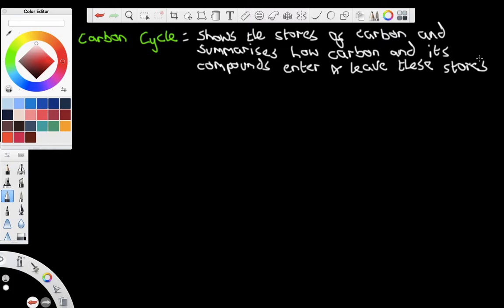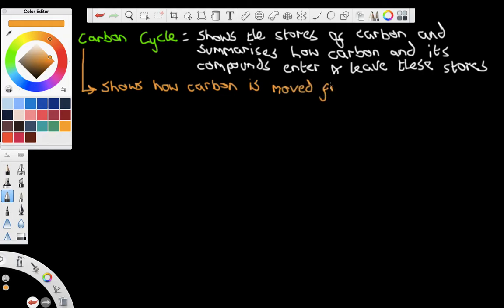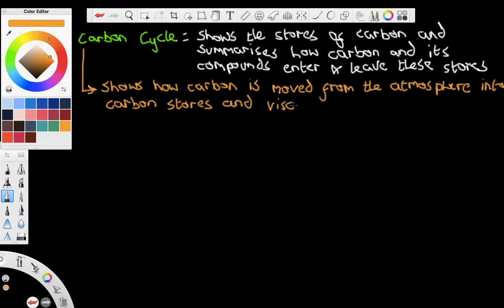In a posh way, it just shows how carbon is moved from the atmosphere into carbon stores, and vice versa, so in reverse.